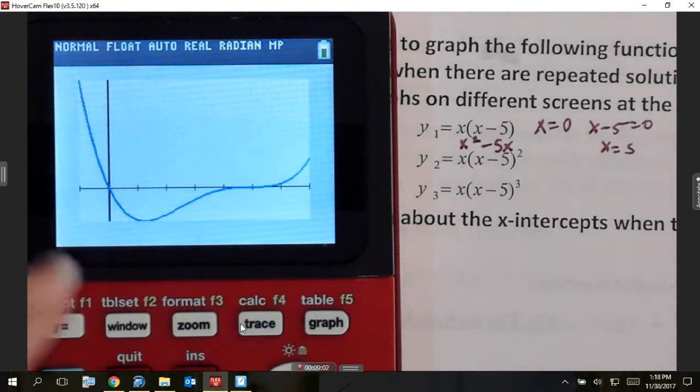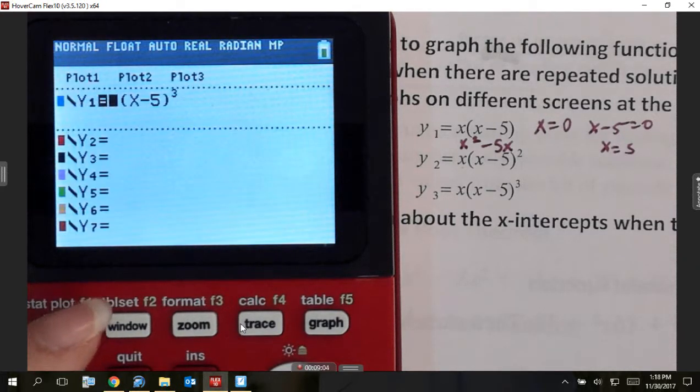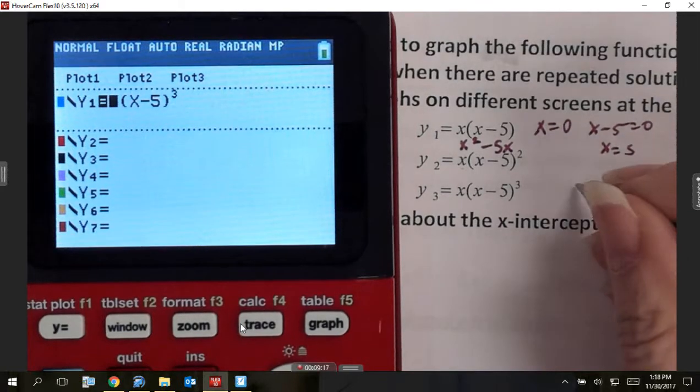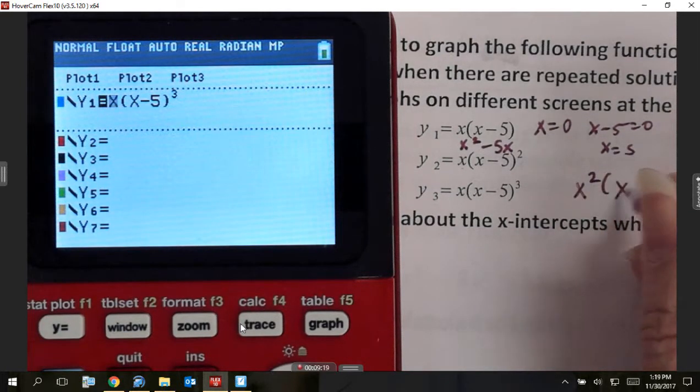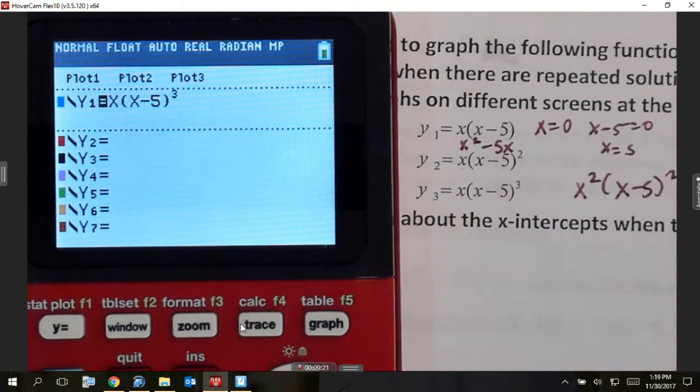So let's go to y equals, and we're going to change it. And you're going to have to do the insert button now. This one's not on our paper. We're just making this one up. I'm going to change this so it is already what we're changing it to: x squared times parenthesis x minus 5 squared. We're changing it to that.